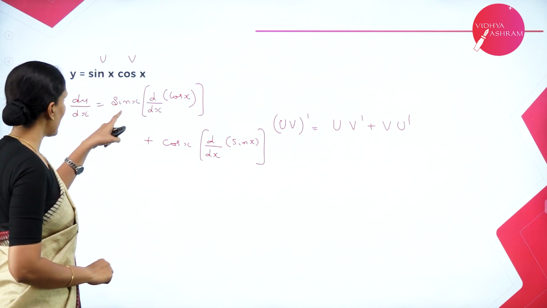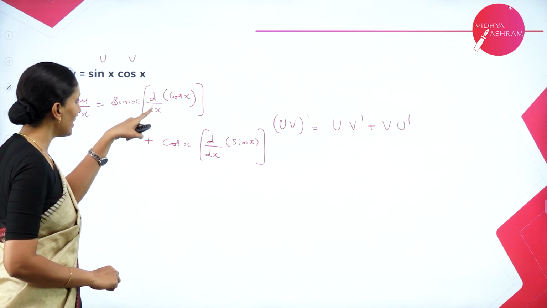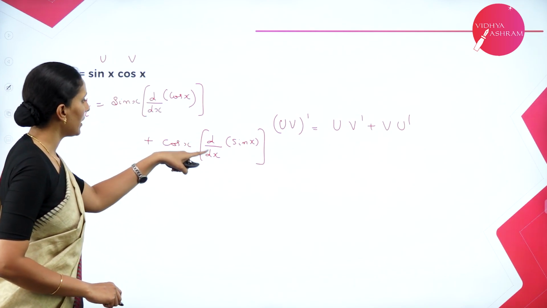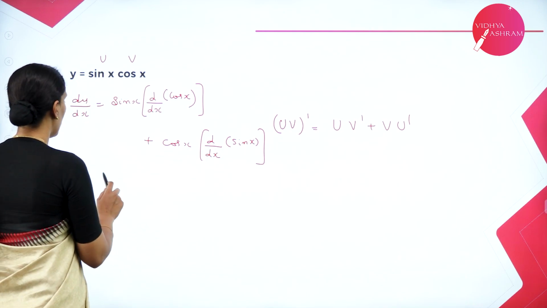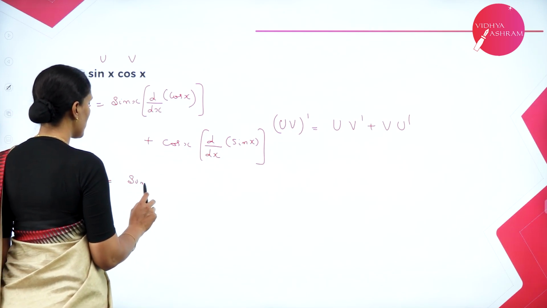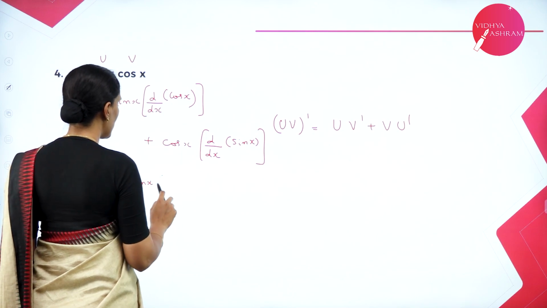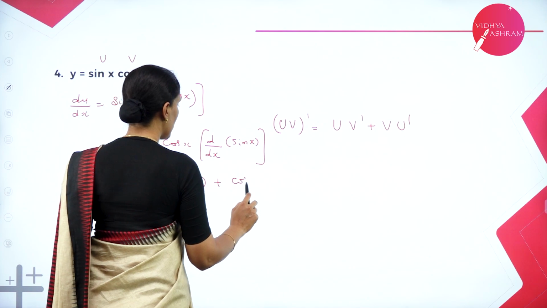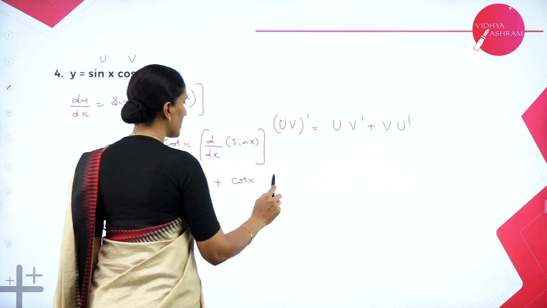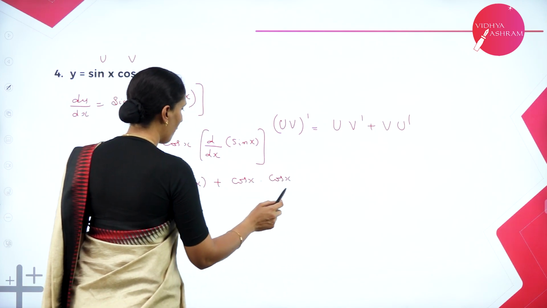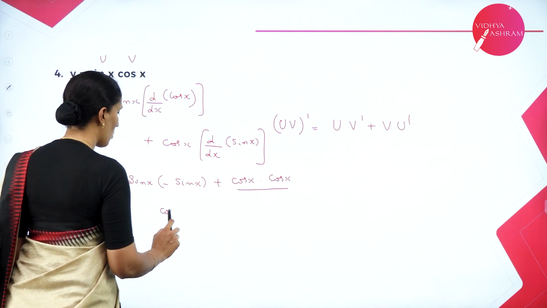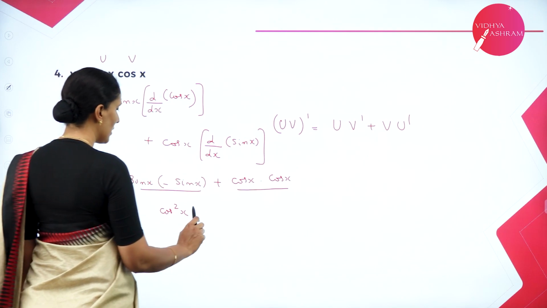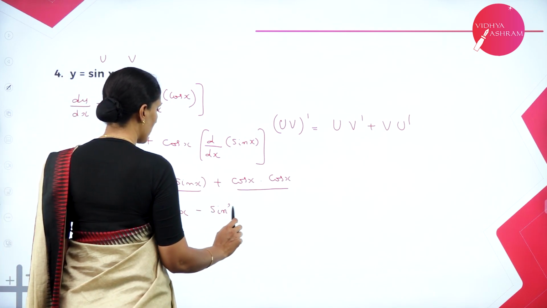So, keep the first function as it is, and derive. We will write sin x into d by dx of the second function cos x, plus cos x into d by dx of sin x. Now, here we have sin x. What is the derivative of cos x? Minus sin x. Plus cos x into, what is the derivative of sin x? Cos x. So, we have cos into cos, which becomes cos square x, sin into sin, sin square, but we have minus, so it is minus sin square x.